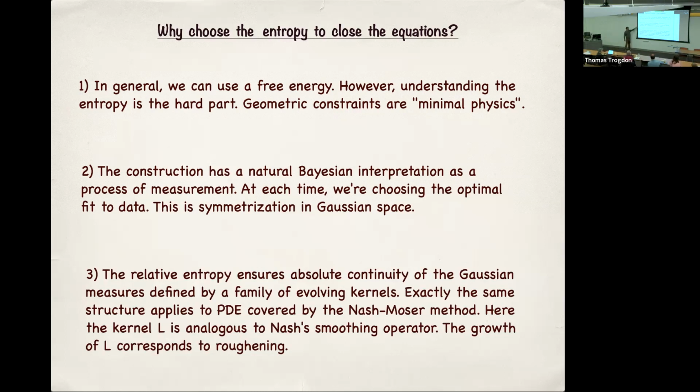The other one is that I can think about these problems as a Bayesian integration where I think about embedding as being a process of measurement. And so what I'm really doing by solving this optimization problem turns out to be a process of symmetrization.